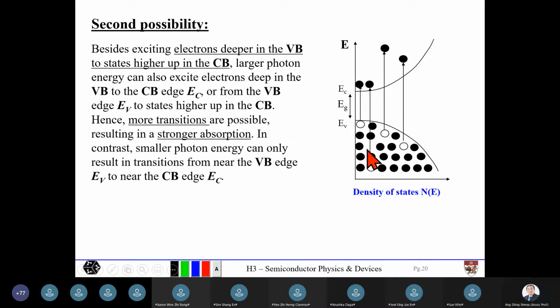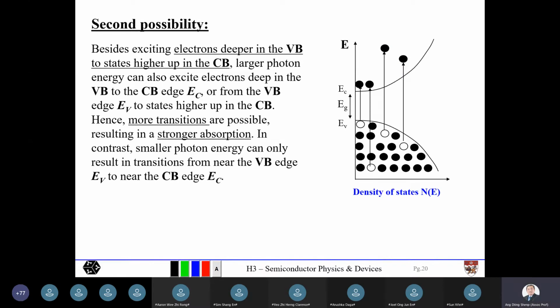Now, similarly, if you consider the valence band, the density of states in the valence band is proportional to square root of E minus EV. So if you go down into the valence band, the density of states increases. In other words, there are more and more energy states as you go deeper into the valence band. So with this in mind, if you go deeper into the valence band, you find more and more valence electrons. If you go higher into the conduction band, you find more and more empty energy states.